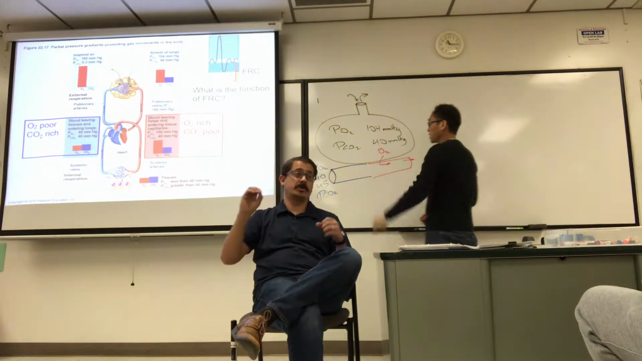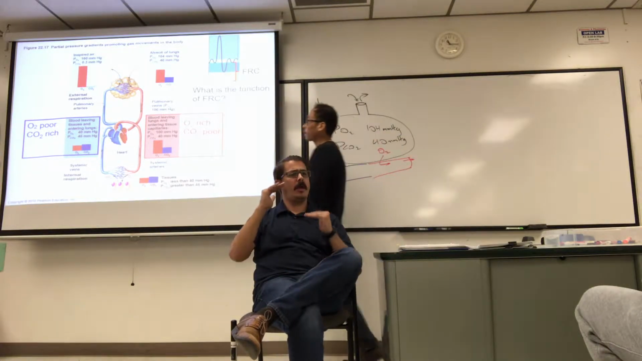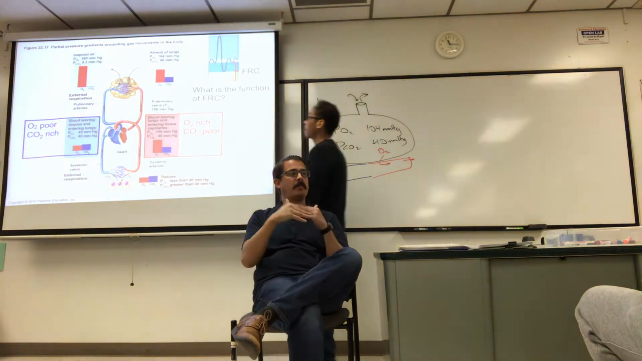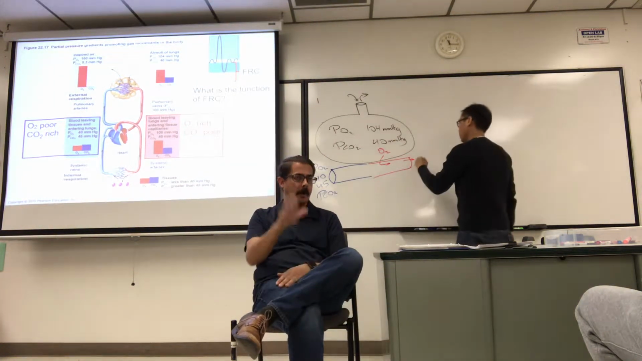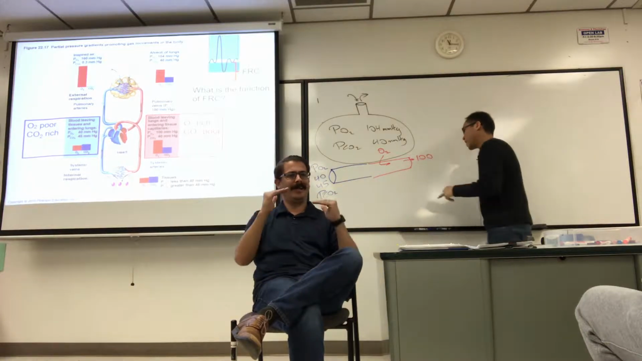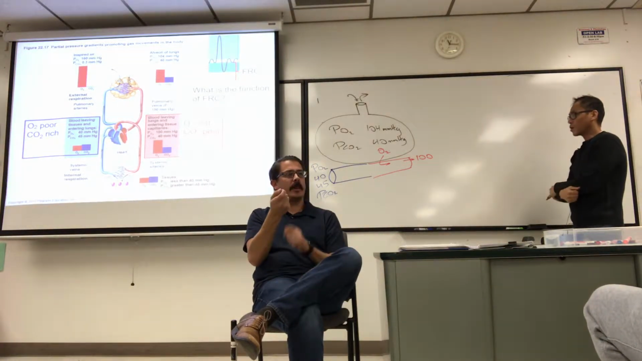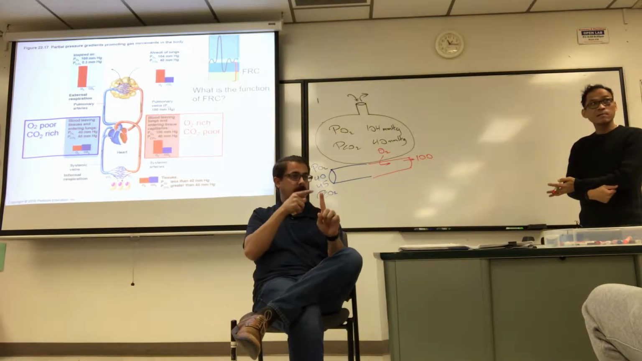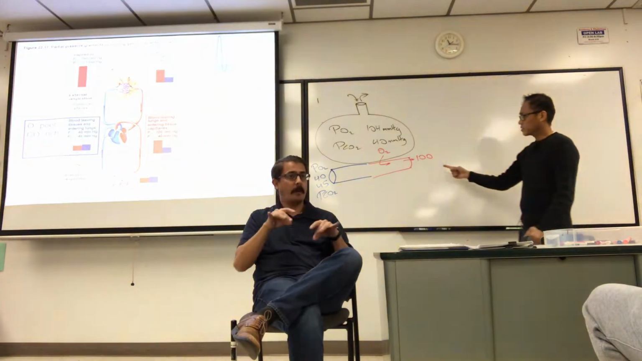Maybe it equilibrates almost to 104. They say pulmonary veins collect blood at about 100. Fine, 100. The numbers may change a little bit. Maybe it's 104, maybe it's 103, maybe it's 100. But the point is, it's definitely not 40. You've picked up oxygen. Okay.